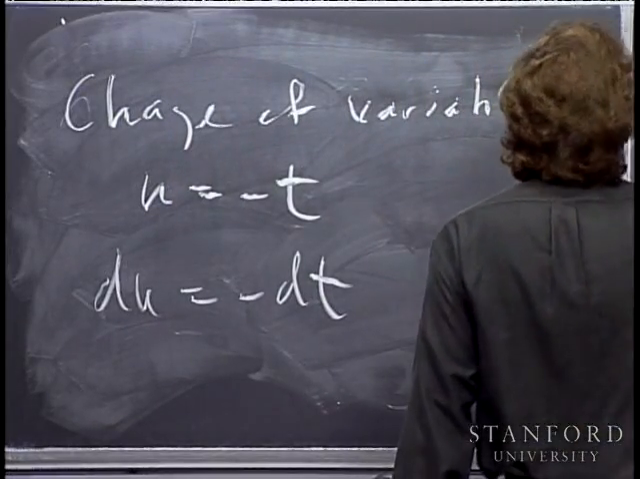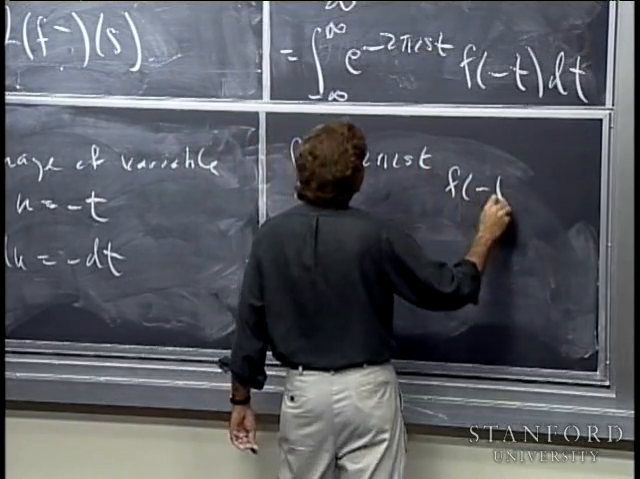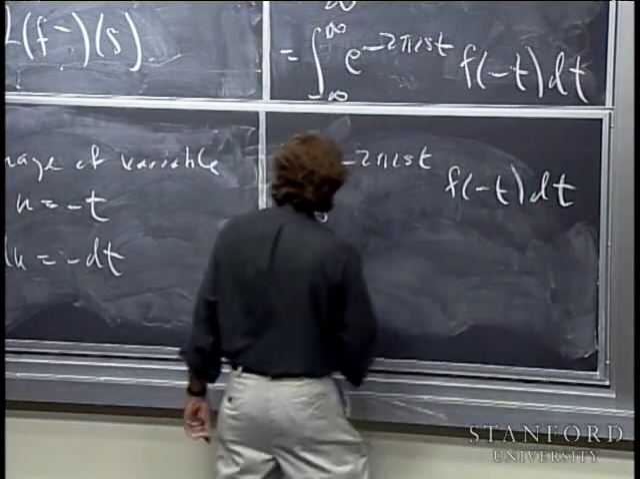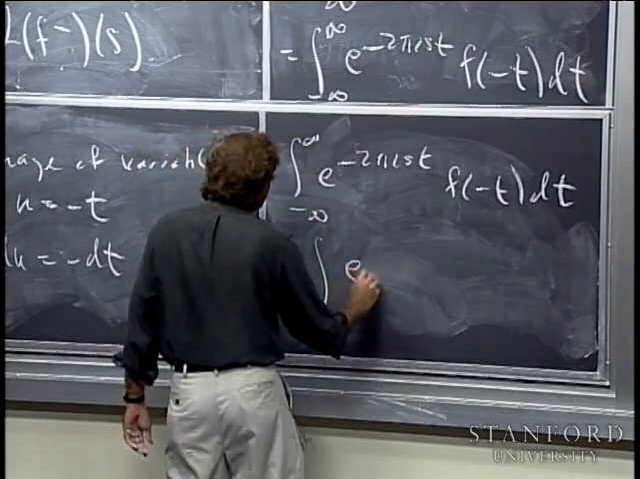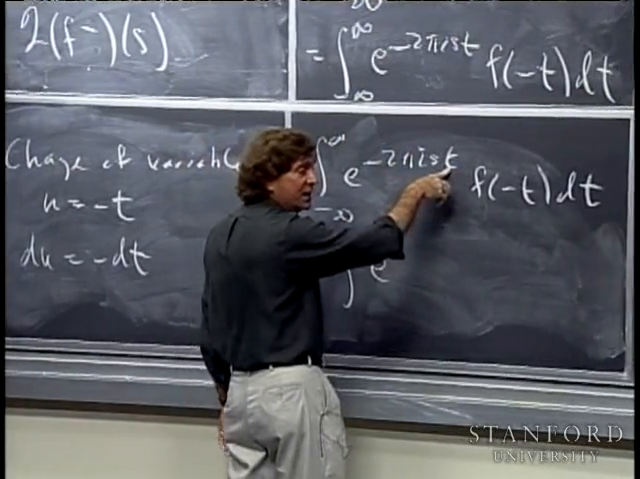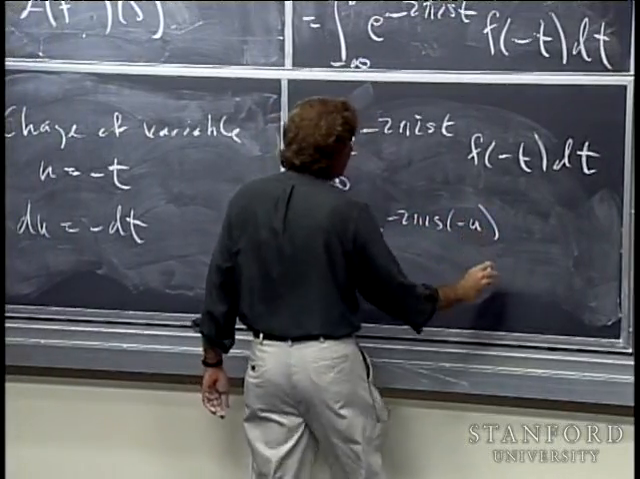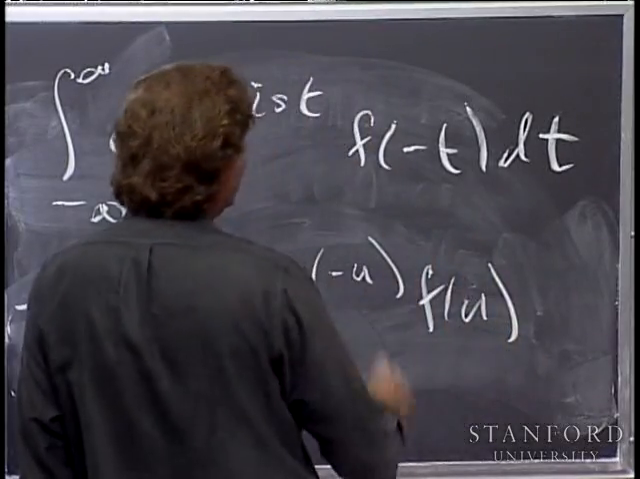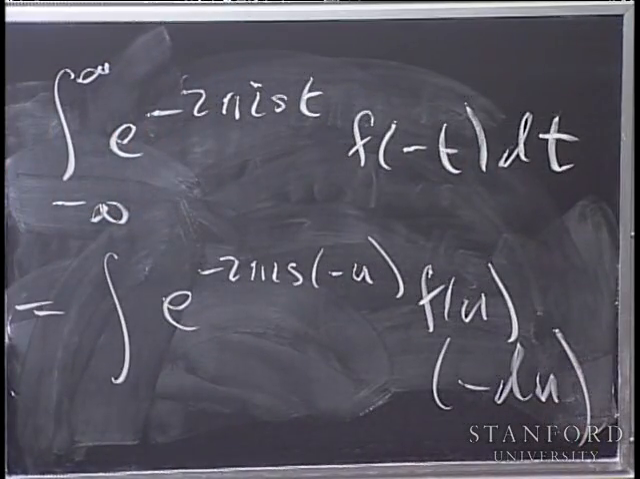The integral from minus infinity to infinity of e to the minus 2 pi i st f of minus t dt becomes, let's do one step at a time, all right? This is the integral of e to the minus 2 pi i st, so t is equal to minus u, so it's minus 2 pi i s times minus u, f of u, and dt is minus du, all right? Then you have to change the limits of integration also, all right?